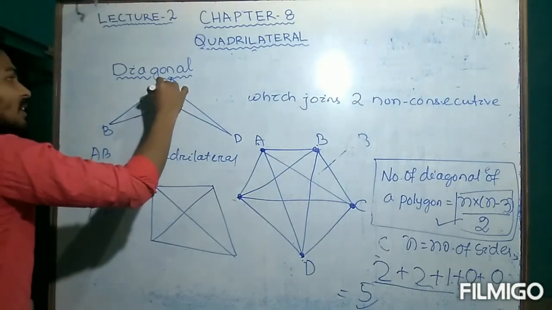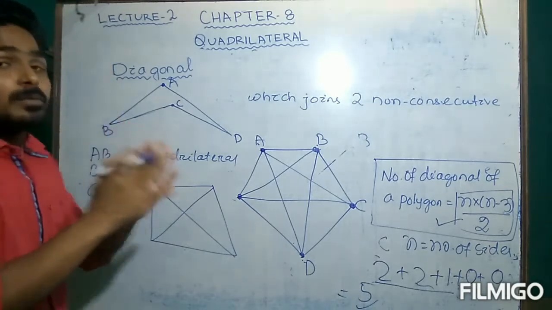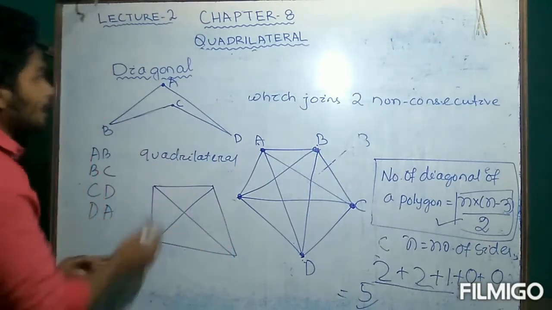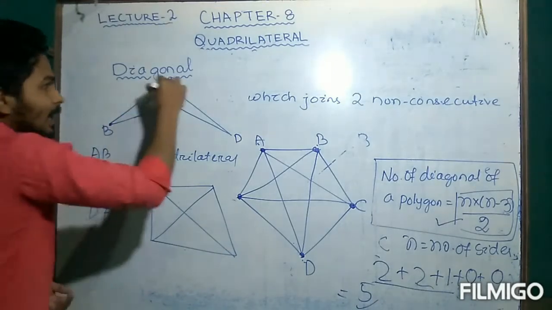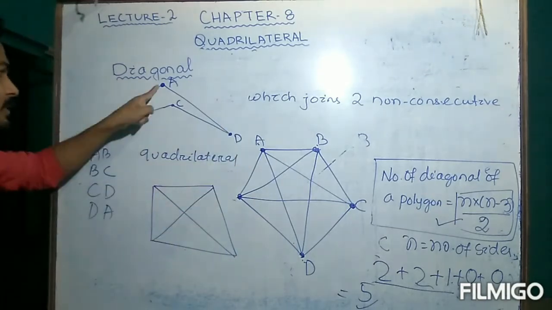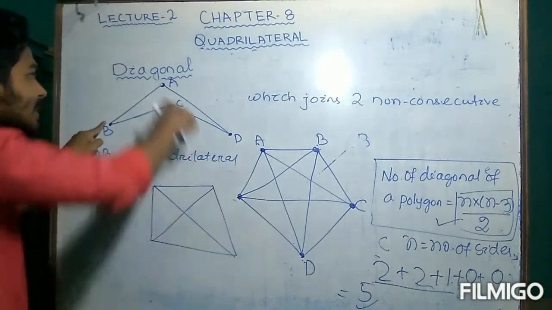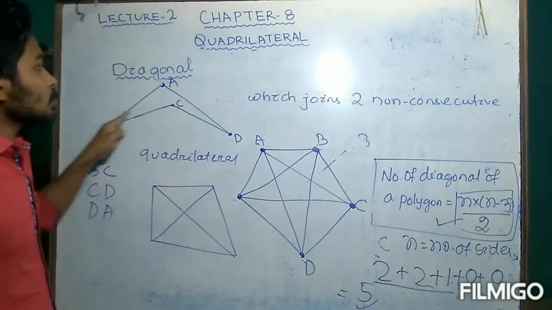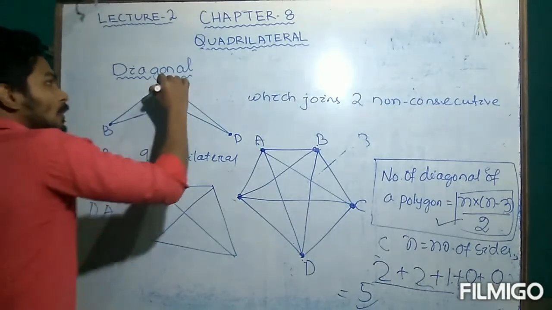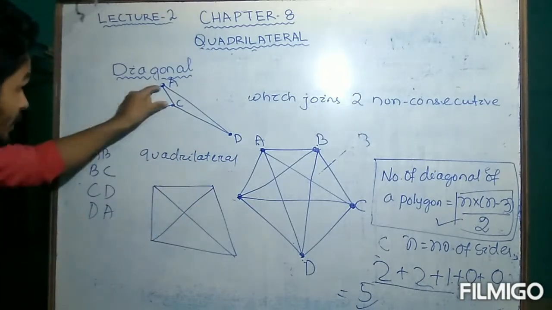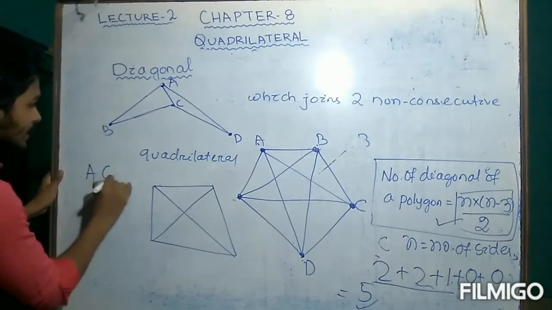Now find the non-consecutive vertex of vertex A. How can we find it? For this we first have to find the consecutive vertices. The consecutive vertices of vertex A are this vertex and this vertex, because this vertex has two arms, this arm and this arm. This arm is related to this vertex, and this arm is related to this vertex. So the non-consecutive vertex of vertex A is vertex C. So we have to join A with C. So this is the first diagonal, and its name is AC.